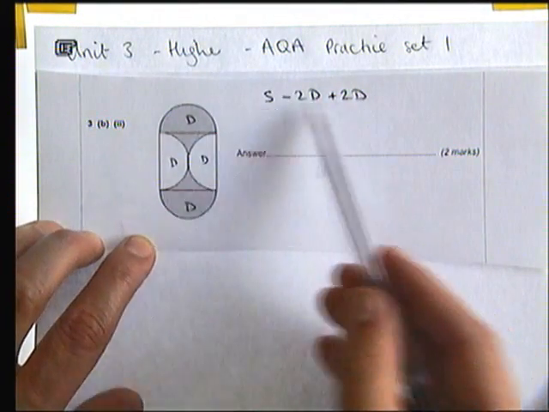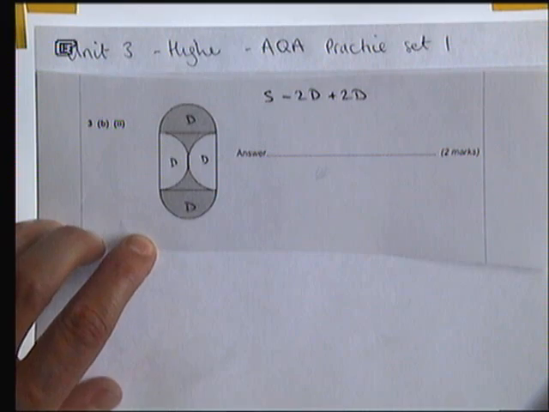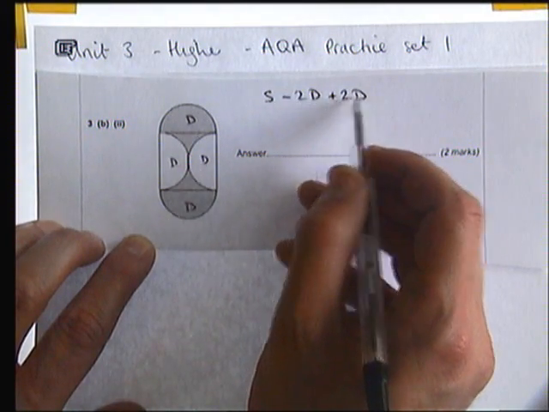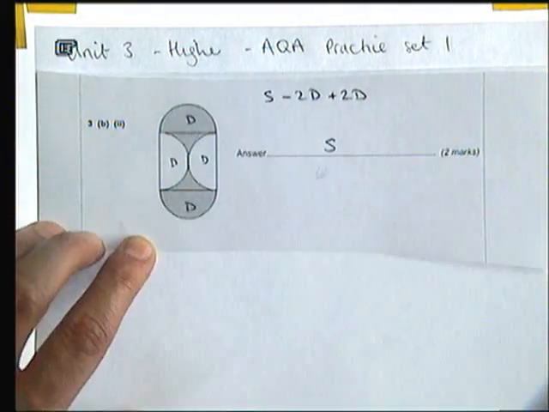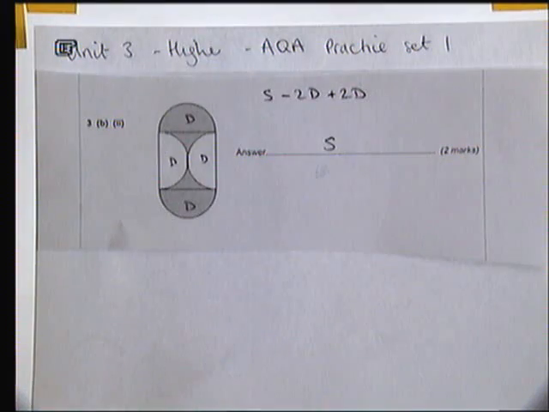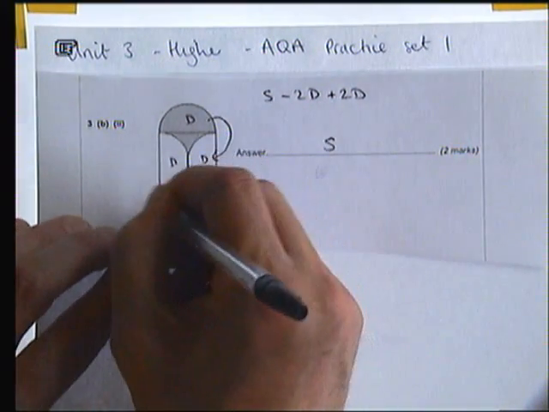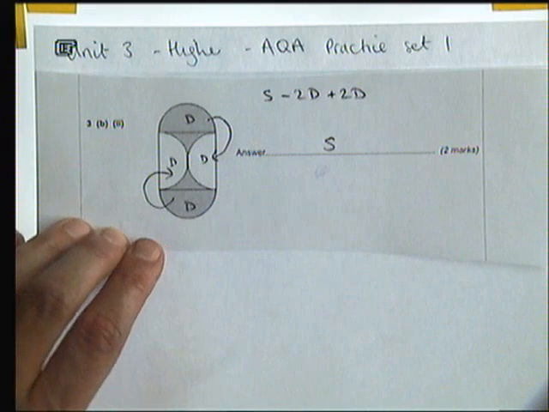Now simplifying this, and they did ask you to simplify your answers in the question, you get S minus 2D plus 2D will just remain as S, the area of a square. And you can imagine putting this one into there, and making a full square.